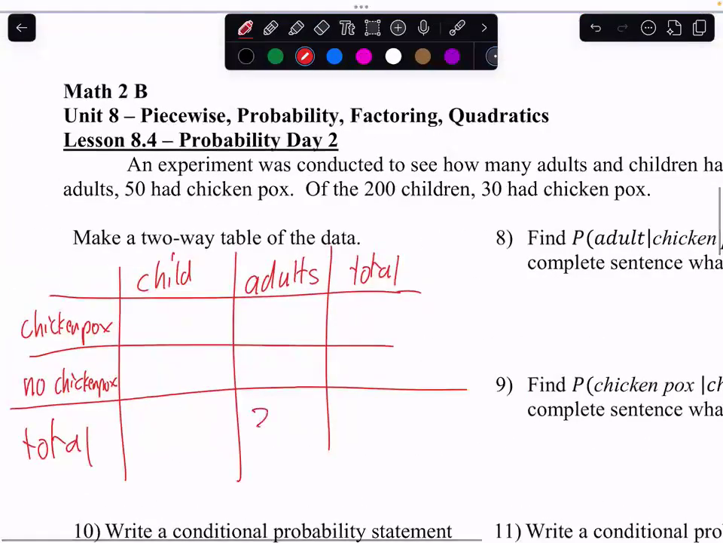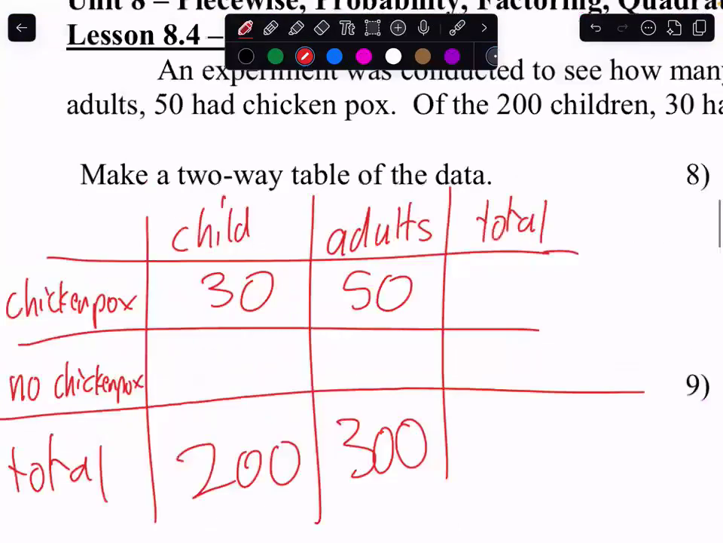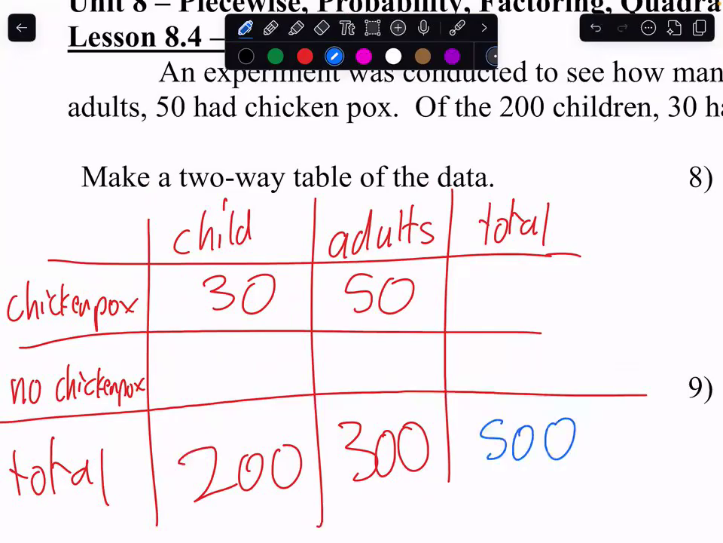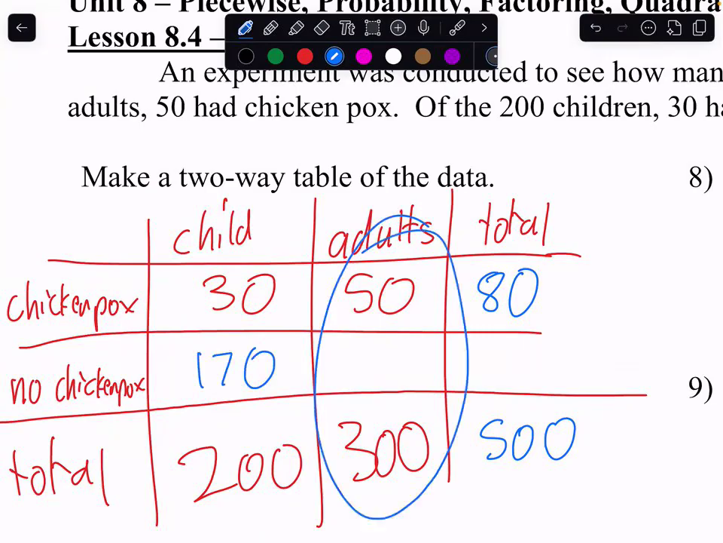300 adults. Out of those 300, 50 had chickenpox. Out of the 200 children, 30 had chickenpox. That's all they give us, but that's enough. I'll start by going this way. 200 children plus 300 adults means 500 total people. 30 children with chickenpox plus 50 adults with chickenpox means 80 total. Over here, 200 total children, 30 had chickenpox, so the other 170 didn't. 300 minus 50 is 250, and then 500 minus 80 would be 420.